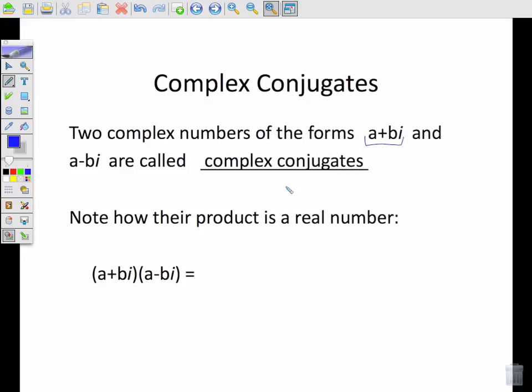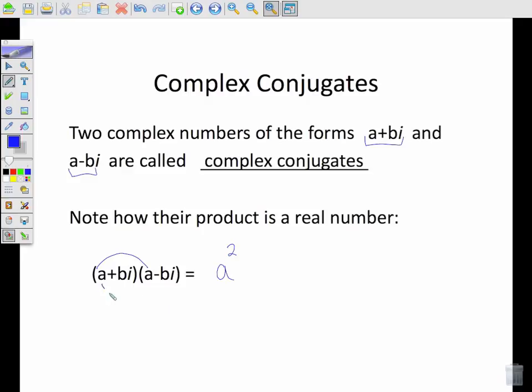Complex conjugates are two complex numbers in the form of a plus bi and a minus bi. Together they're called complex conjugates. Here's what their products give us.